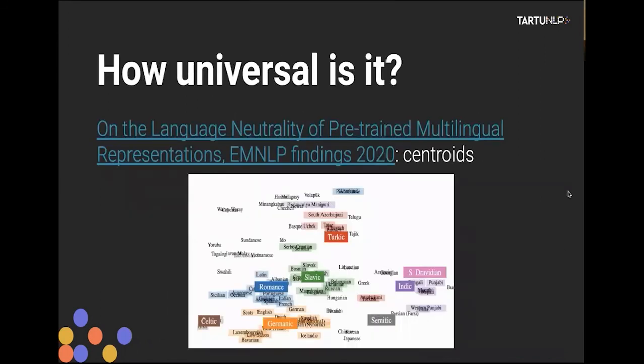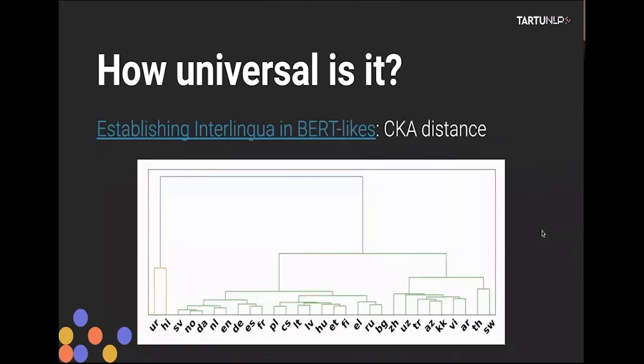How universal is it? Well, there are at least 2 papers looking at the nature of this interlingual space encoding. There's a paper on the language neutrality of pre-trained multilingual representations, showing that if you take language centroids, you can easily see that Turkic languages are close together, Slavic languages are close together, Romance, Germanic, Indic, and others are too. And even if you don't compute the Euclidean distances, but look at CKA distance, which ignores rotation and translation, by simply looking at the similarity of the space, then if you cluster these spaces by similarity, you get a very similar result.